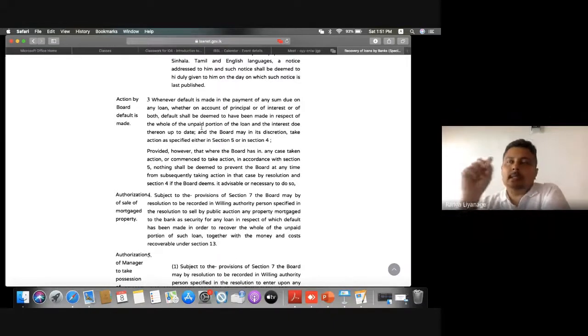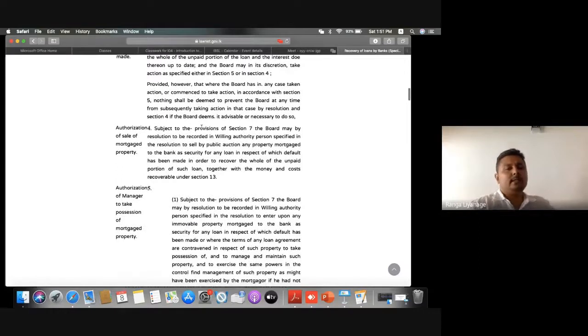So, Section 3 requires that the board passes a resolution and takes such action as specified either in Section 5 or Section 4. Provided, however, that where the board has in any case taken action or commenced to take action in accordance with Section 5, nothing shall be deemed to prevent the board at any time from subsequently taking action in that case by resolution under Section 4, if the board deems it advisable. We'll see what Section 4 and Section 5 say.